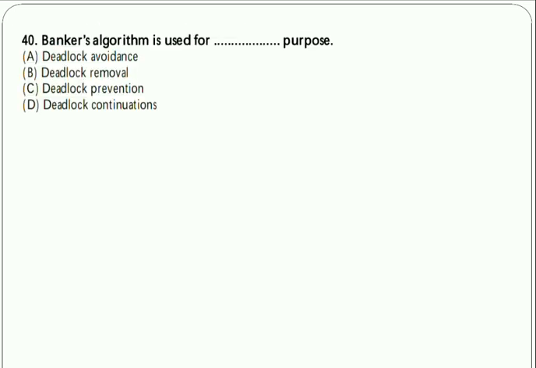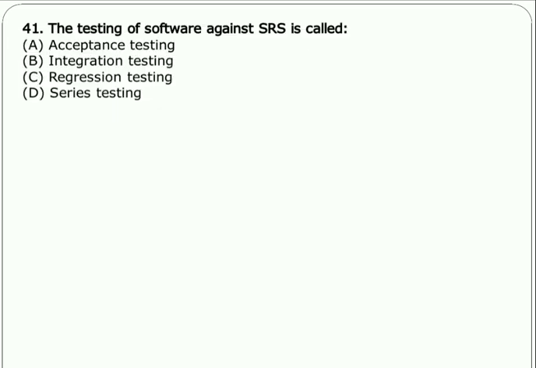Banker's algorithm is used for what purpose? This algorithm is used for the avoidance of deadlock, and this algorithm was developed by Dijkstra. Next one. The testing of software against SRS is called. This type of testing is called acceptance testing.